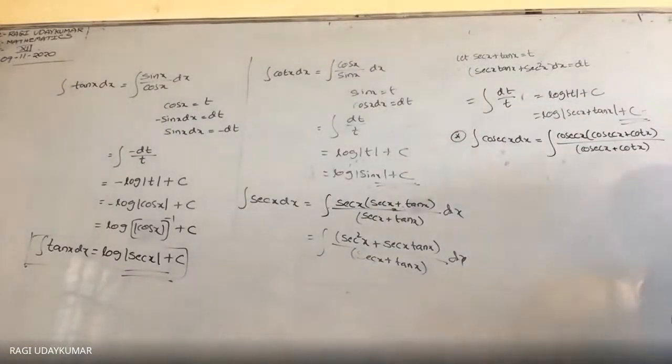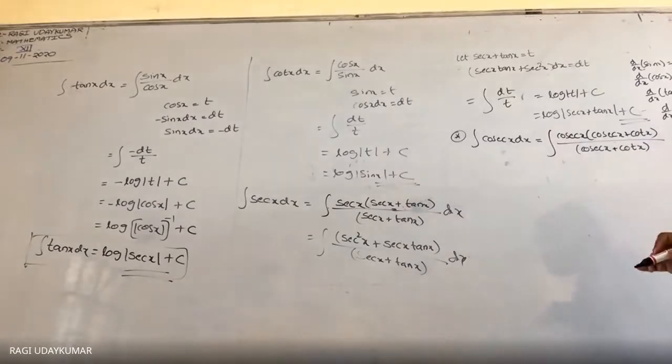Now, if you are doing anything wrong, you will identify your mistake. Actually, you said that d by dx of sin x is equal to cos x. You don't remember this yet. d by dx of cos x is equal to minus sin x. d by dx of tan x is equal to secant square x. d by dx of cot x is equal to minus cosec square x. d by dx of secant x is equal to secant x tan x.